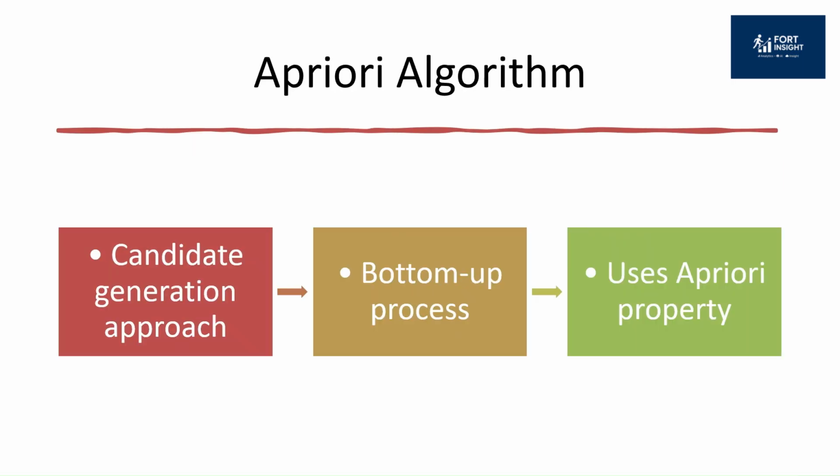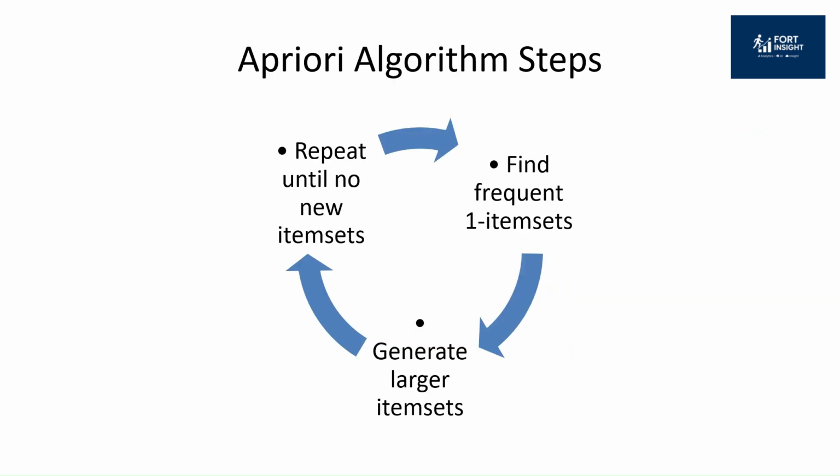The Apriori algorithm is a classic approach for mining frequent item sets. It follows a bottom-up strategy, starting with single items and expanding to larger item sets. Apriori relies on the Apriori property, which says that if an item set is frequent, then all its subsets must also be frequent. This property significantly reduces the search space.